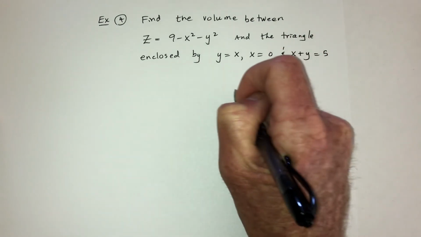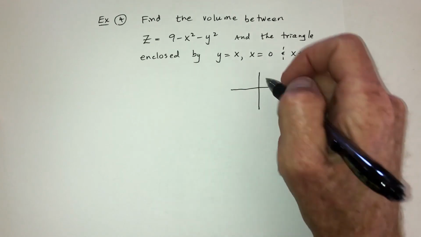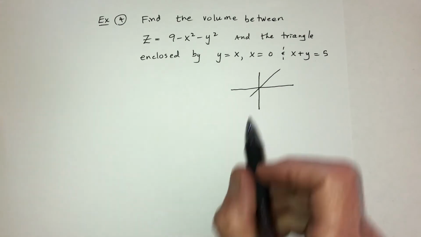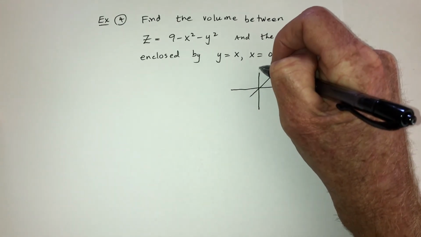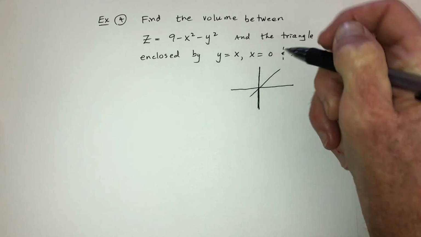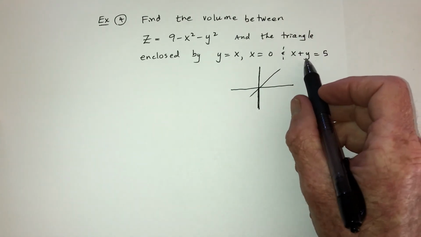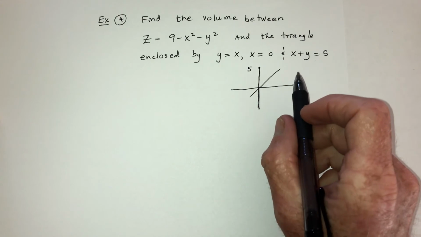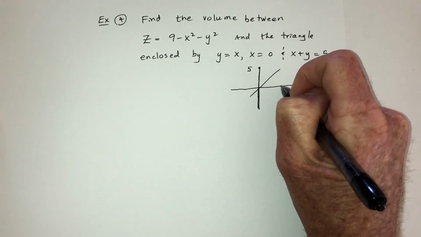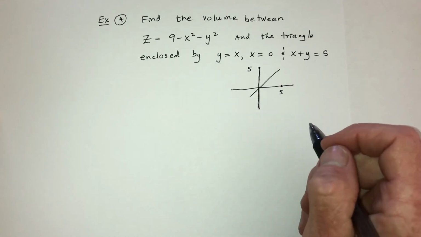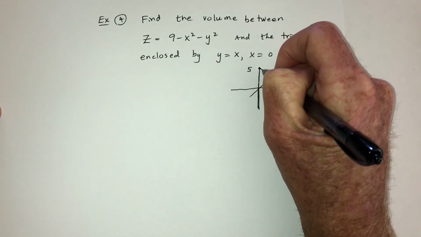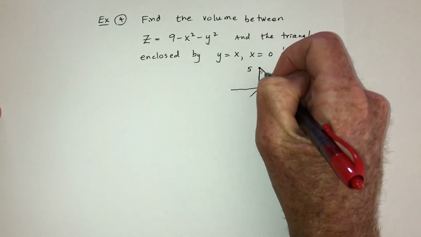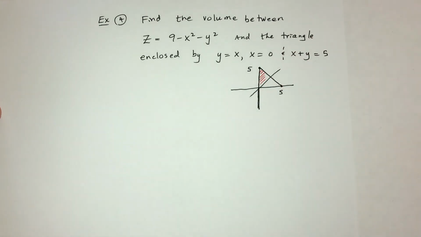So first, I want to graph that. So y equals x is a line that's going like this. X equals 0 is the y-axis. And then this means that if you have y equals 5, then x would equal 0. And if you have x equals 5, then y would equal 0. So that is a line that's going like this. And it's supposed to be a triangle that's enclosed by those lines. So it's talking about this triangle right here.